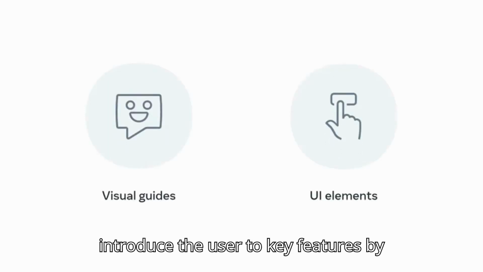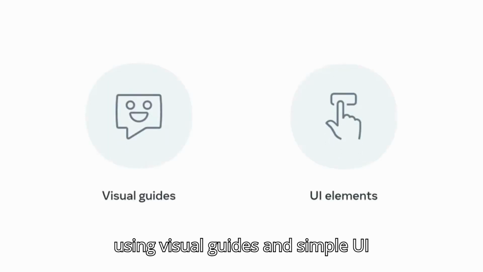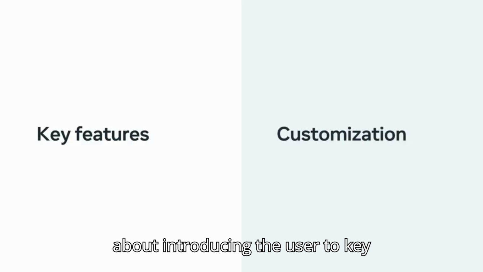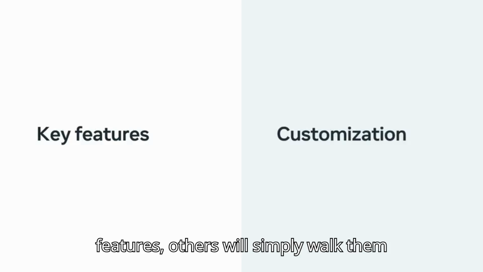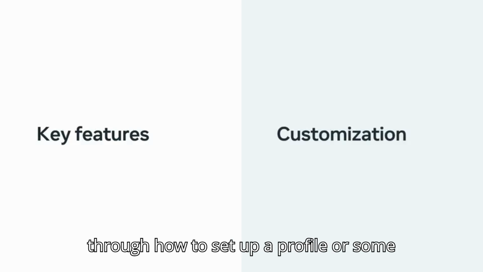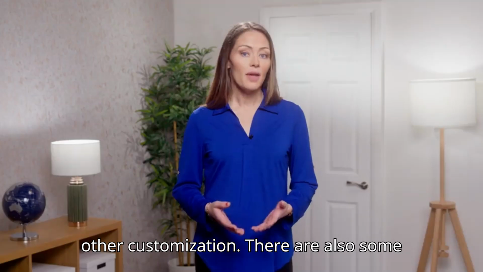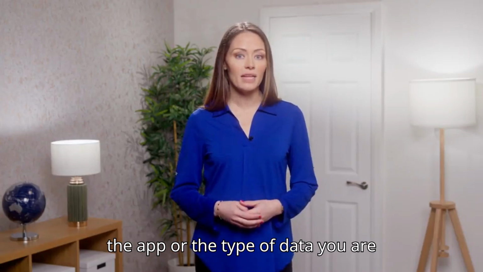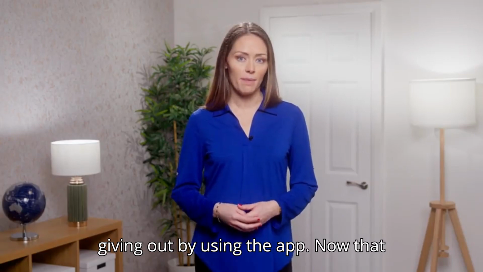This is the point when you introduce the user to key features by using visual guides and simple UI elements before getting into the main app screen. While most onboarding flows are about introducing the user to key features, others will simply walk them through how to set up a profile or some other customization. There are also some flows that cover the benefits of using the app or the type of data you are giving out by using the app.